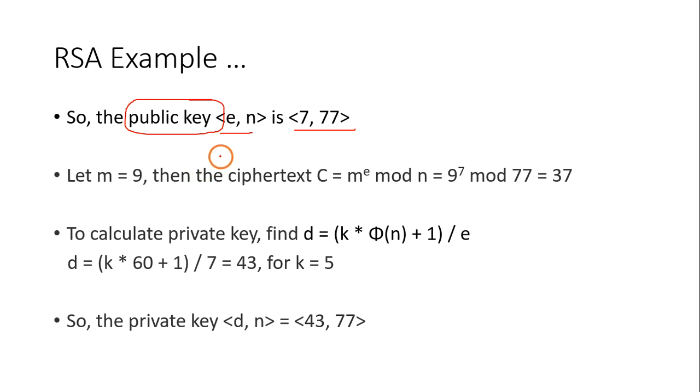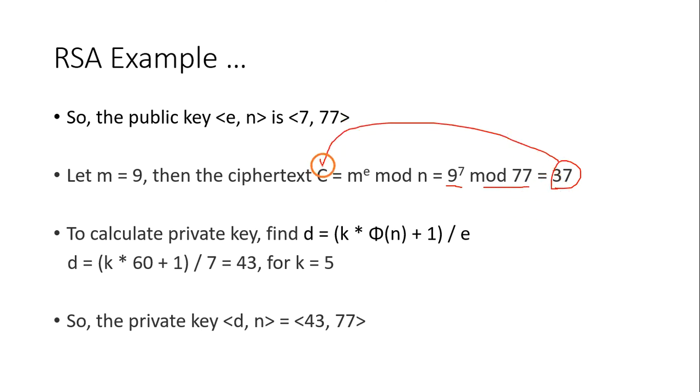Okay, once we find the public key, we can encrypt by using the formula m power e mod n. So let's say m is 9. So the plain text number or character is 9. So we raise 9 to the power of 7 and we do modulo 77, we get 37. Okay, so this 37 is the ciphertext that we send to the receiver.